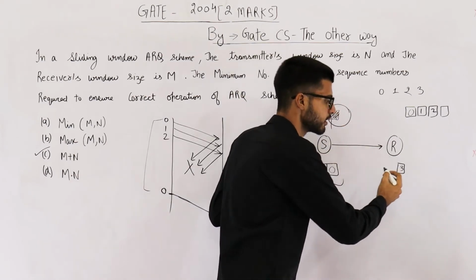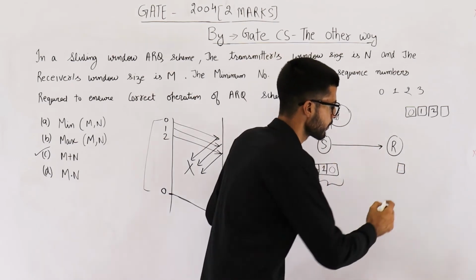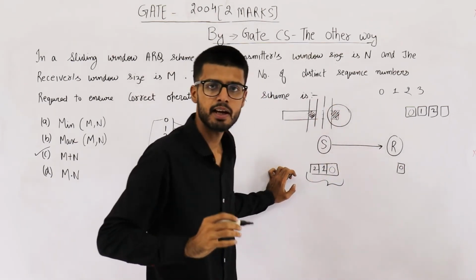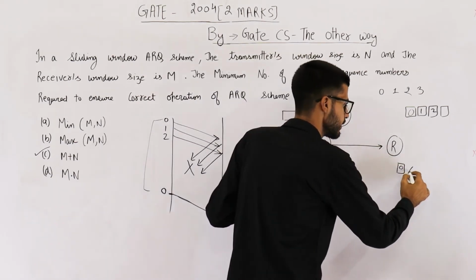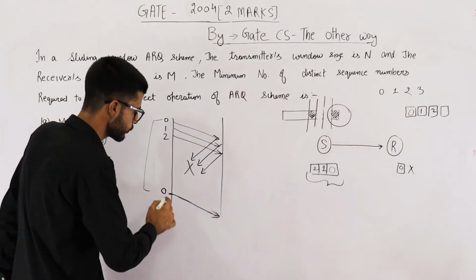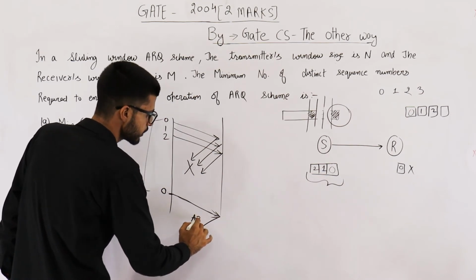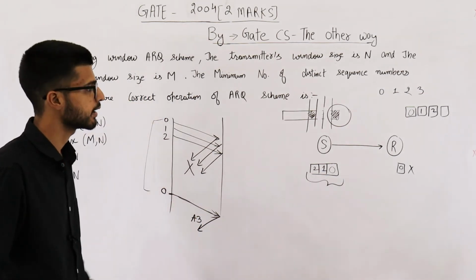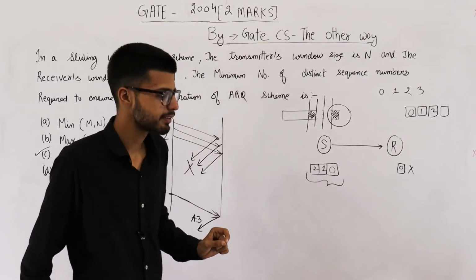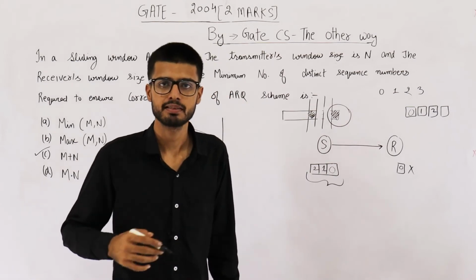3 will be received, and the receiver will analyze it. 0 will be received, and the receiver will analyze it and say, this packet is already there with me, I want packet number 3. That means when you send this, the receiver will send an acknowledgement saying, I want 3. I want packet number 3. So the minimum sequence numbers are 1, 2, 3, 4. That is m plus n.